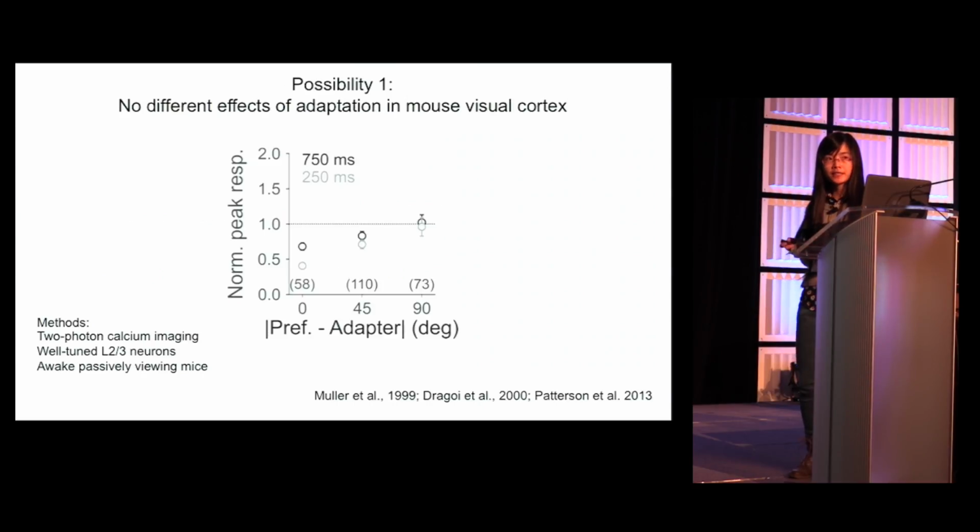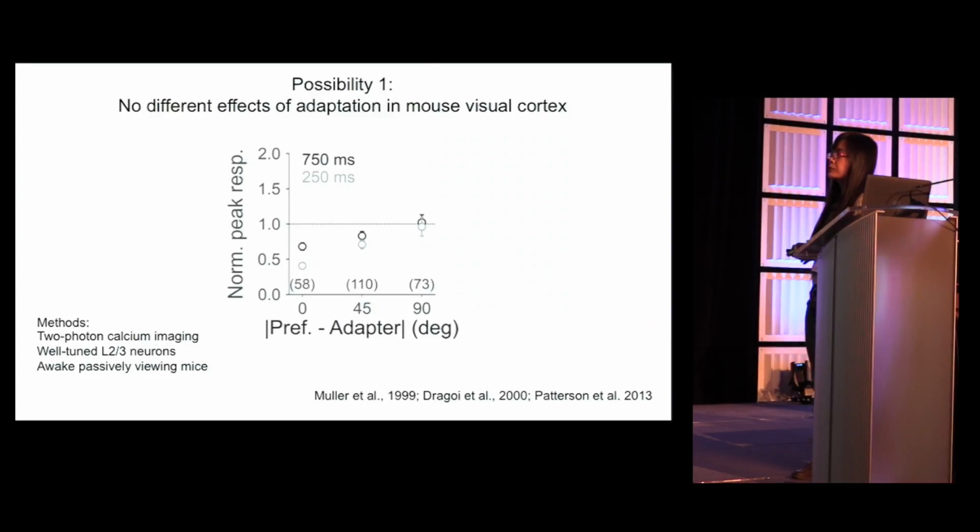In order to test the first possibility, we applied 2-photon calcium imaging to determine how adaptation affects the activity of well-tuned layer 2-3 excitatory neurons in awake passively viewing mice. Here the x-axis is the neurons grouped by their preferred orientation relative to the adapter. The adapter is always vertical, 0 degrees. And the y-axis is the neurons' peak response normalized by the unadapted control condition.